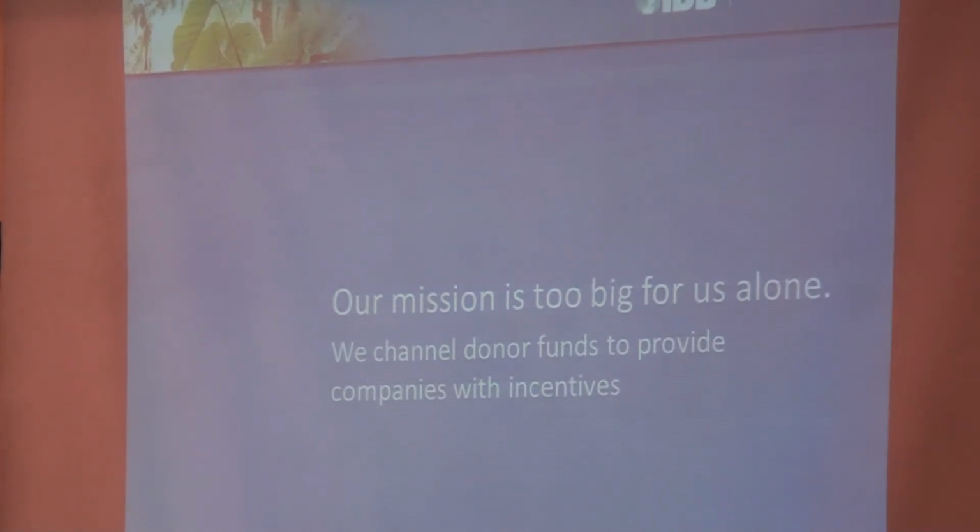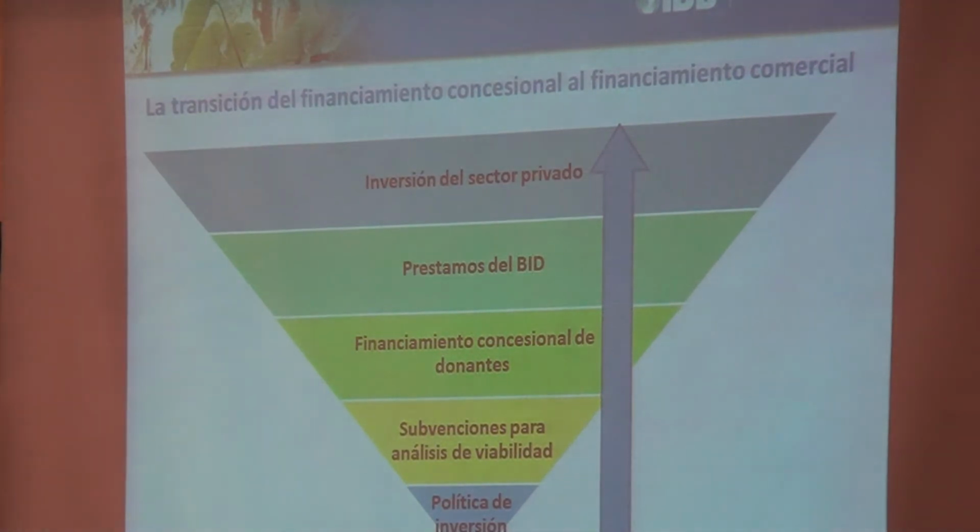I'm now going to talk about the middle level of the triangle, which is concessional financing from donors. This is a very important tool for us because a lot of the projects that we're looking at, they're not quite viable from a private sector investment perspective, but they still do generate some returns. And so we think that by providing them concessional funds, we can help them, as I talked about before, move up that chain of development from just an innovative technology to something that's ready for commercial financing.